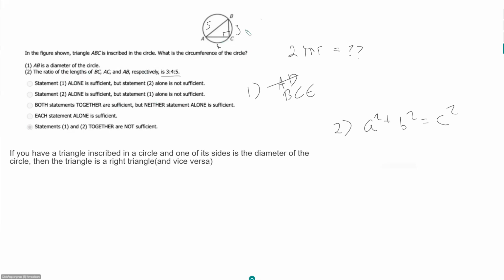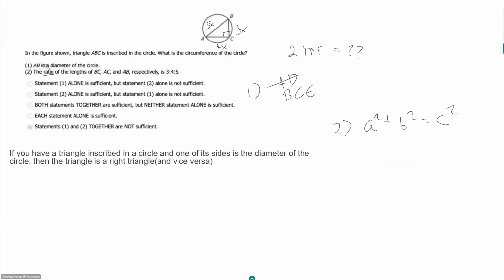But now we know the values for our sides. However, this just says the ratio of the lengths of our sides. So it could literally be 3, 4, and 5, but it could also be 6, 8, and 10. So based on that, we're not going to be able to find our circumference.